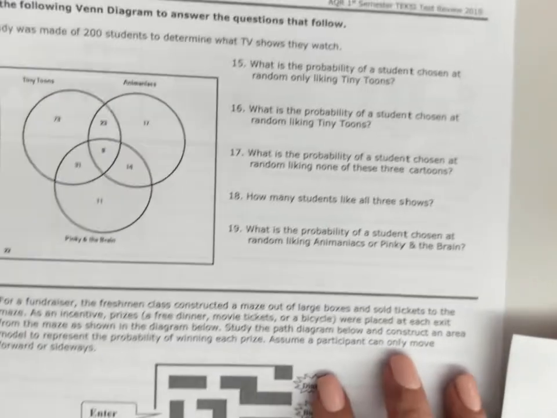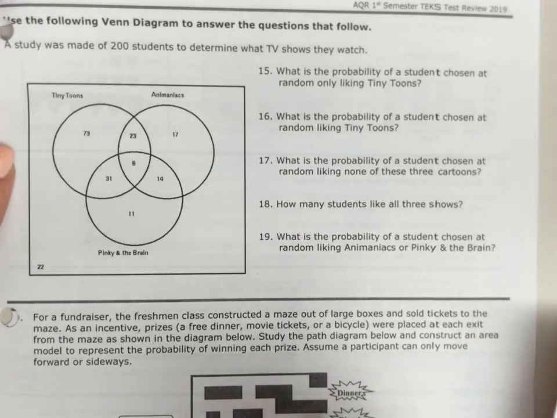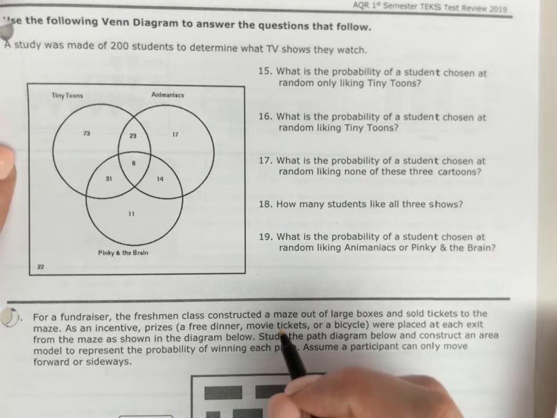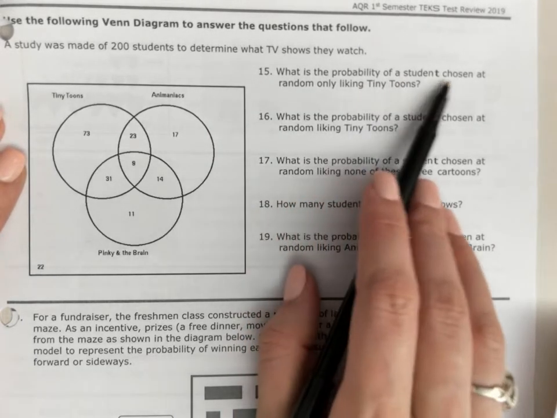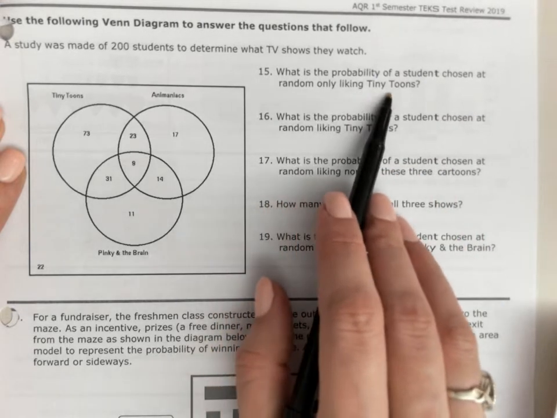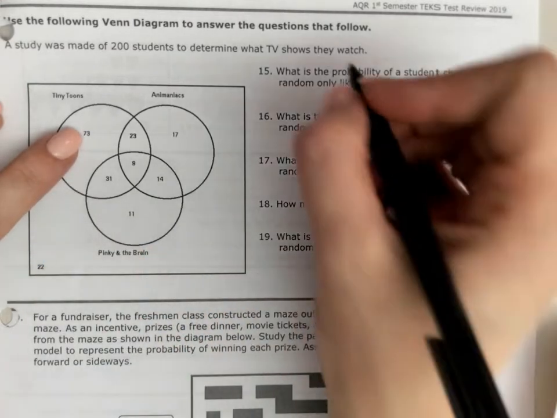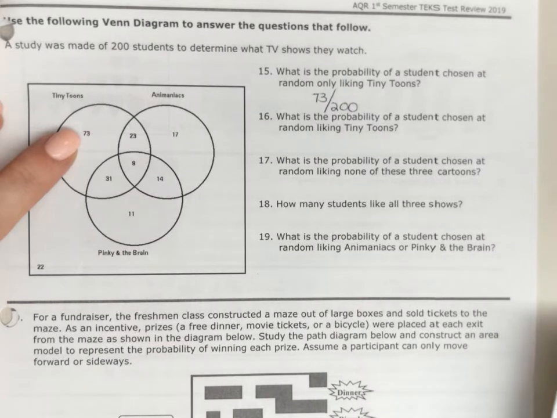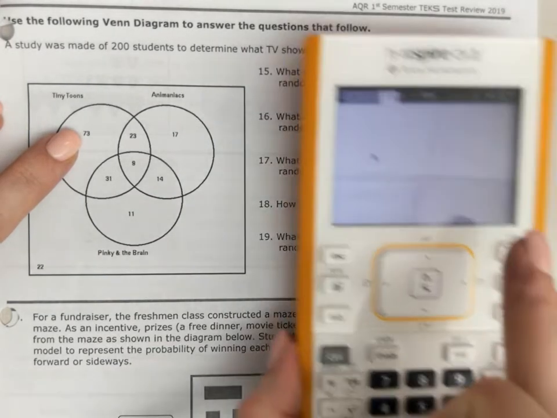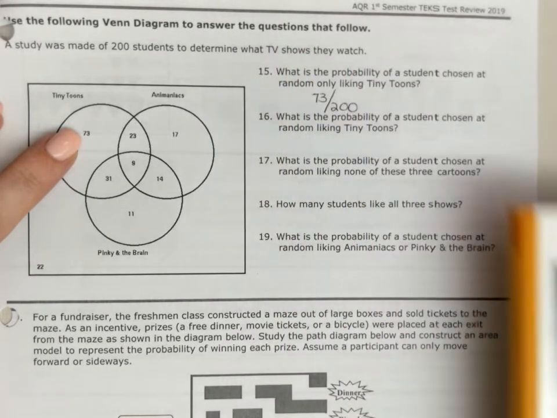Venn diagrams. Use the following Venn diagram to answer the questions that follow. A study was made of 200 students to determine what TV shows they watch. What's the probability of a student chosen at random only liking Tiny Toons? So we're looking at Tiny Toons, and it's only Tiny Toons, so it's 73 out of the 200 that were chosen. So 73 out of 200 does not reduce.